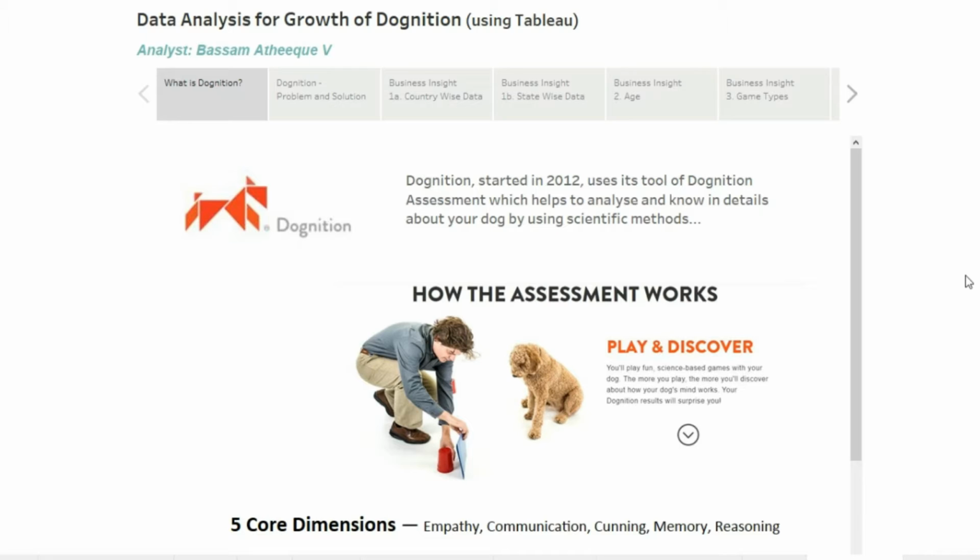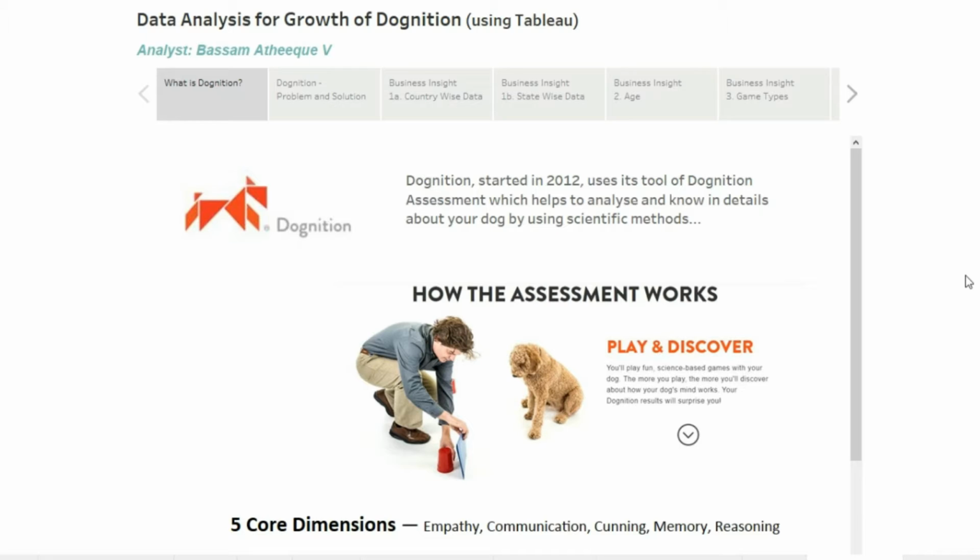So let's begin. First of all, we would need to know what Dognition is all about. Dognition is a company that teaches you how to build a deeper connection with your dog by giving you a perspective on your dog's personality and capabilities. Dognition is a website which has a tool called the Dognition assessment. This assessment is helpful for dog owners as it provides a window into their dog's individual cognitive style, the thinking, learning and problem solving strategies that influence much of their dog's behavior.